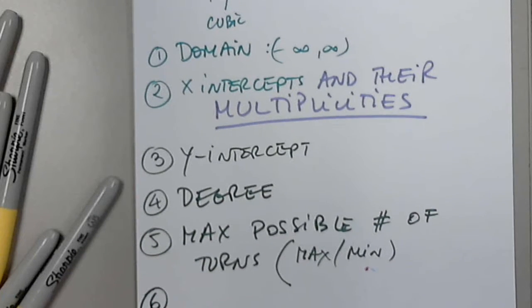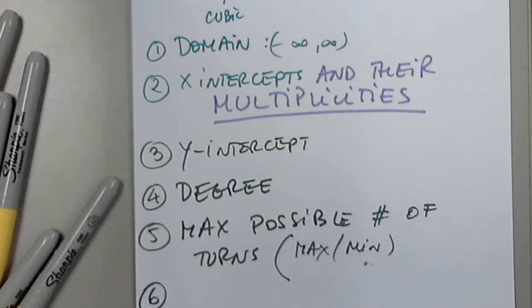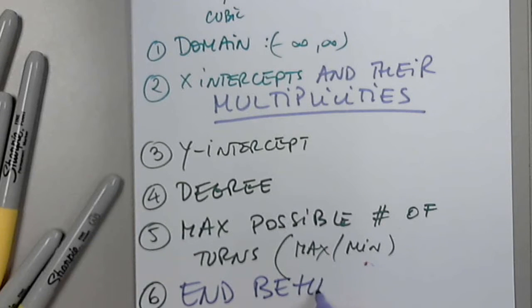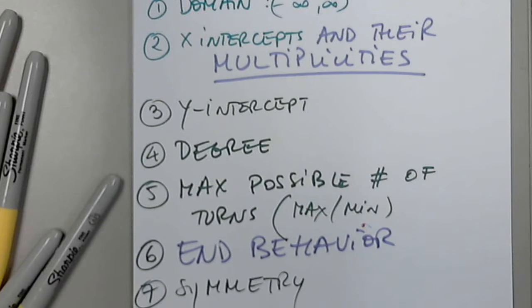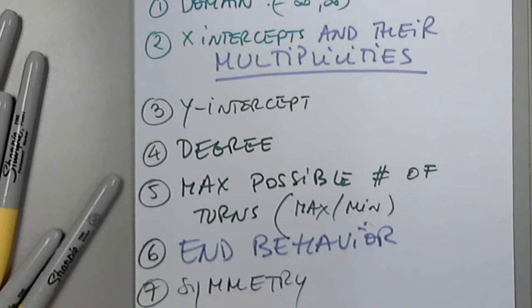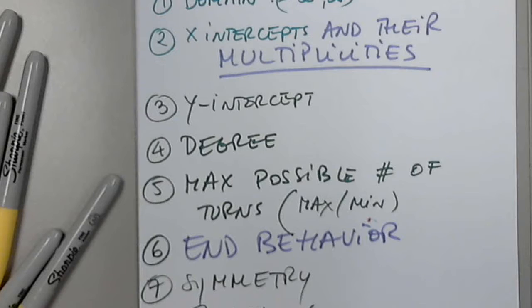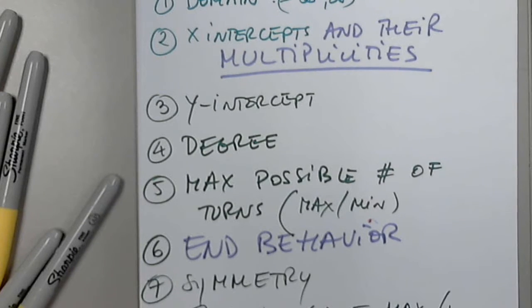Step number 6. Something again that we haven't talked about. End behavior. Step number 7. Symmetry. Step number 8. The values of max min with TI 84. If you have something else, it's fine too. But I have 84.